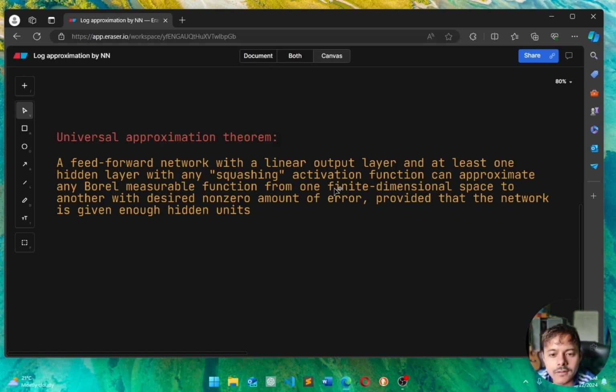Today we have experimentally learned the universal approximation theorem.